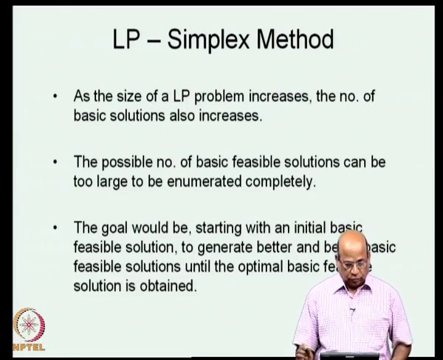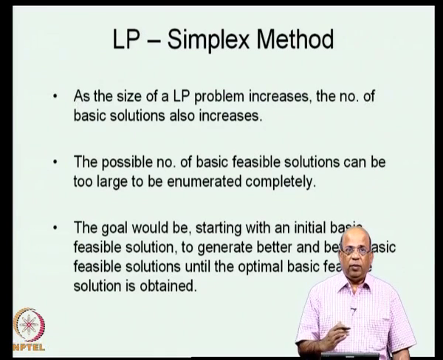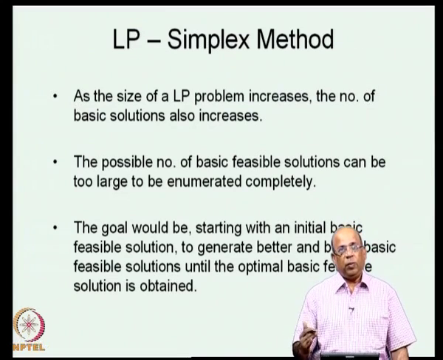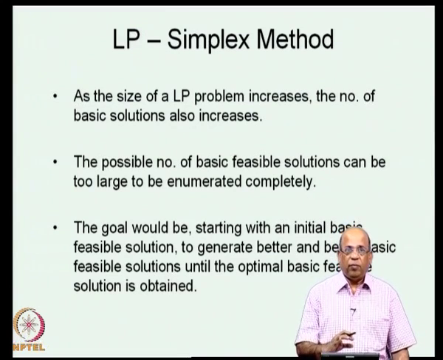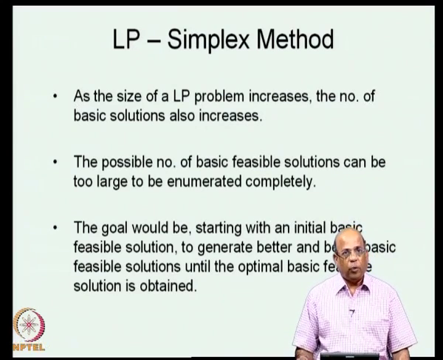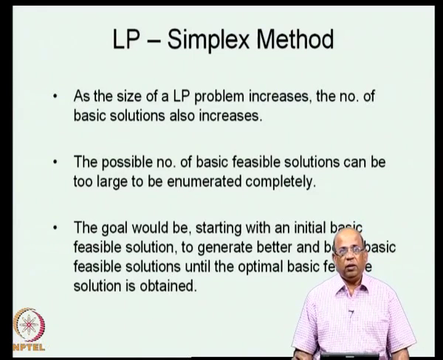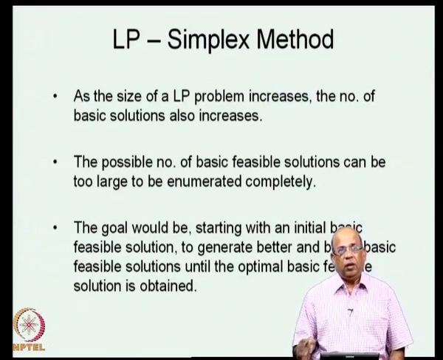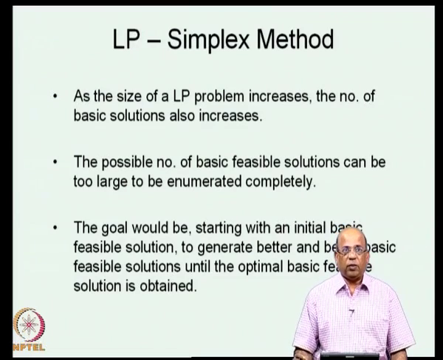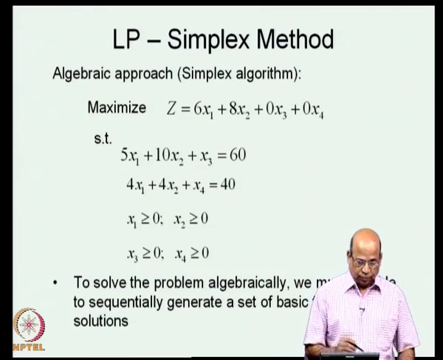And therefore, as I just mentioned, we must have a method by which we start with a particular basic feasible solution and move to the next basic feasible solution, such that when we achieve this movement, we are also achieving an improvement in the objective function value. That means the objective function value should be continuously increasing as we are progressing from one basic feasible solution to another basic feasible solution. So, that is the goal. Let us see how we do this now.